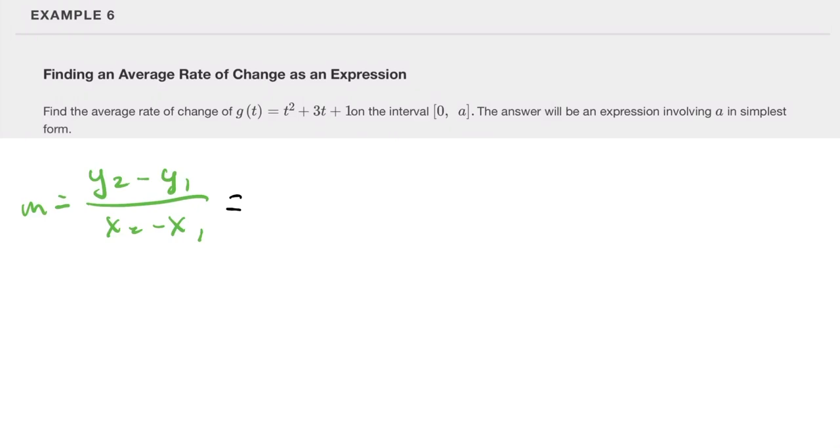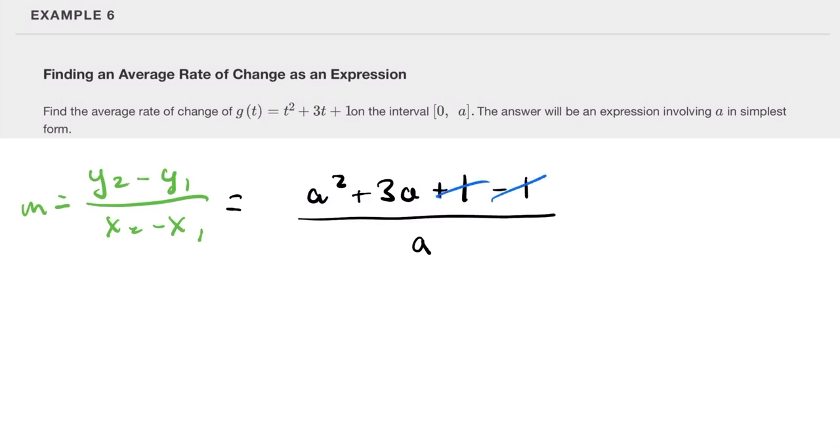So my y2, that's when t is a. So when t is a, we're going to have a squared plus 3a plus 1. And then minus when t is 0, the output looks like it's a 1, over a minus 0, which is just going to be a. It looks like these 1's cancel. Okay, we can factor out an a. So this a is going to cancel this guy and one of those. So it looks like we're left with a plus 3.